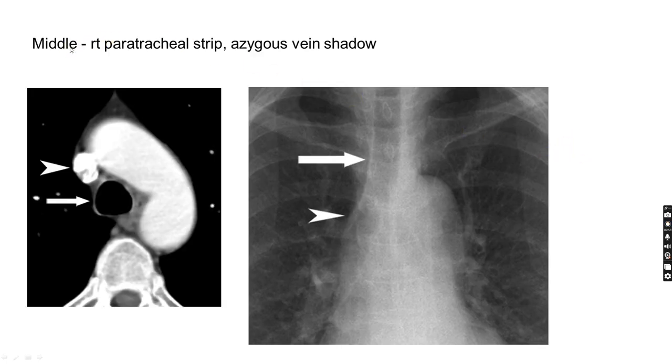Then the lines which are particular to the middle mediastinum are the right paratracheal strip and the azygous vein shadow. This is a CT image showing the trachea, and this is the right lateral wall of the trachea. Why is it better seen? Because there is lung lateral to it. And why is the azygous vein seen? Because there is lung lateral to it. So this is a frontal chest radiograph showing the same. This is the right paratracheal strip here. It is well seen here. And this is the azygous vein shadow. It should not be thick: 4 mm for the right paratracheal strip and 10 mm for the azygous vein.